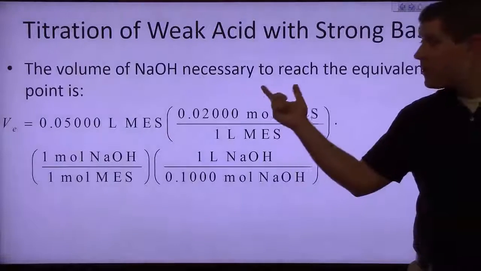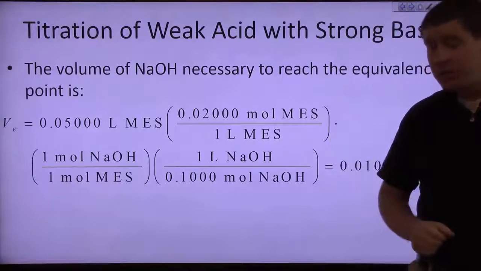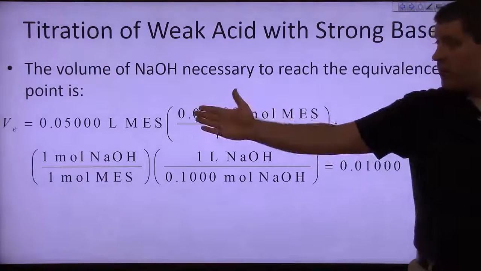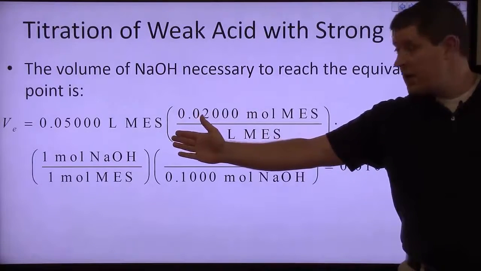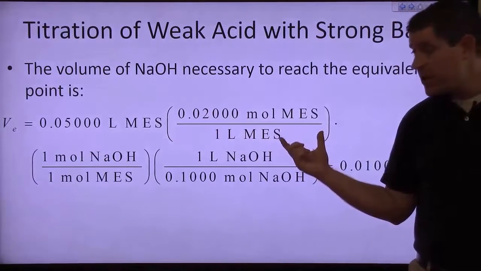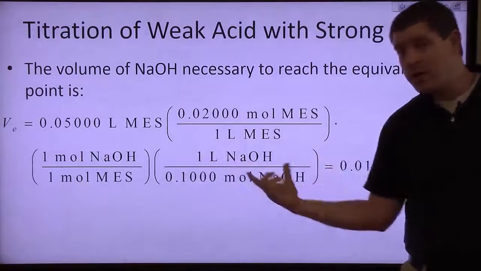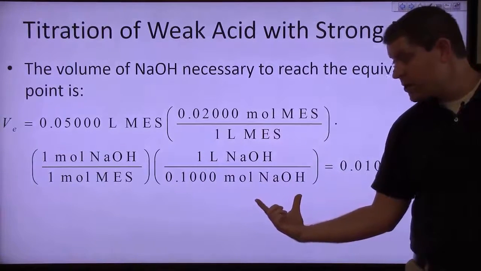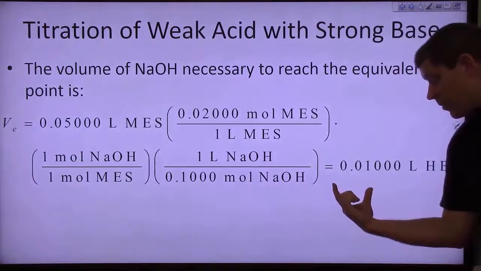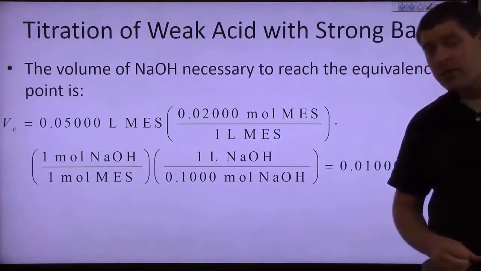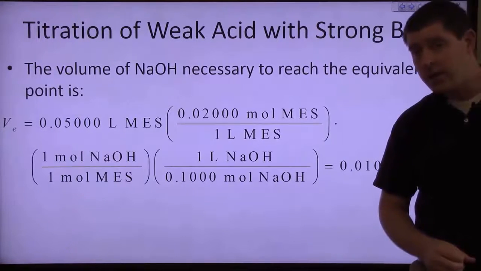Now, the volume of base necessary to reach the equivalence point can then be calculated here. We have VE, the volume at the equivalence point, is equal to our 50 milliliters of MES times the initial concentration of our MES times the mole-mole ratio, which is 1 to 1, and then divided by the concentration of our base, which gives us then a value of 0.01 liters or 10 milliliters that we have to add to get to the equivalence point.